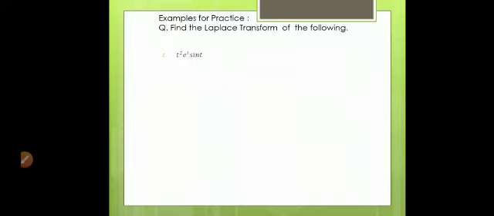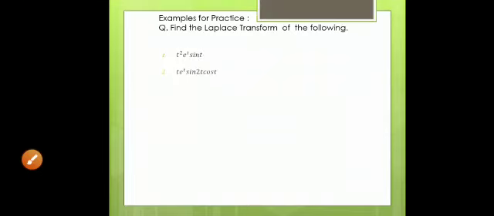t square e raised to t sin t. First find the Laplace transform of sin t. Then either you go for t square, that is the multiplication by t property, then apply the first shifting theorem, or apply the first shifting theorem first and then apply the multiplication by t property. But I would like to suggest you to go with the second method to solve such type of examples, to avoid complex calculations.